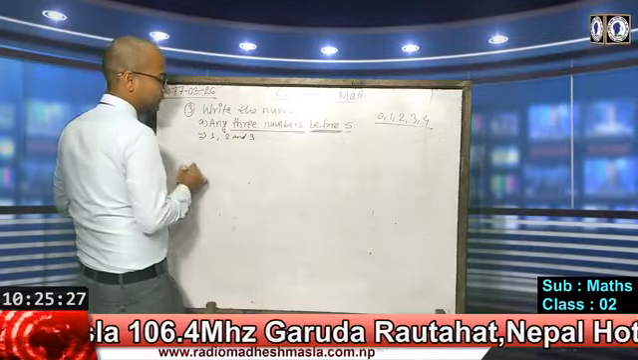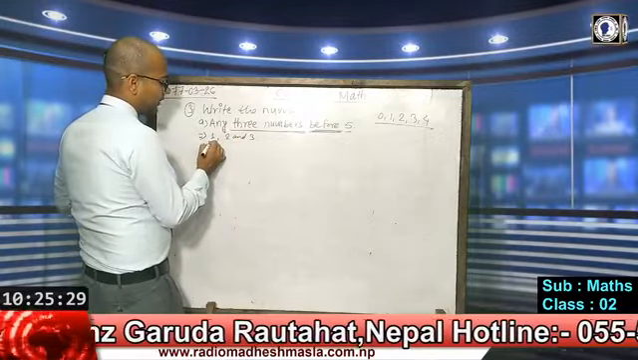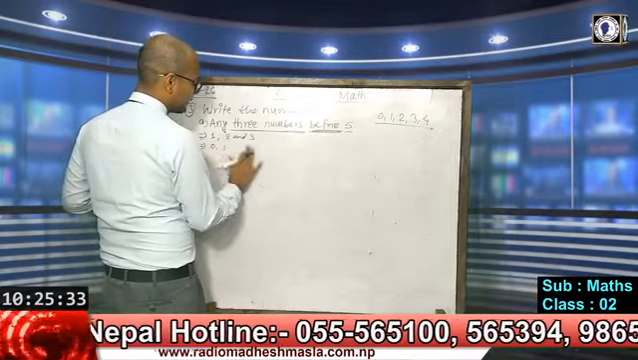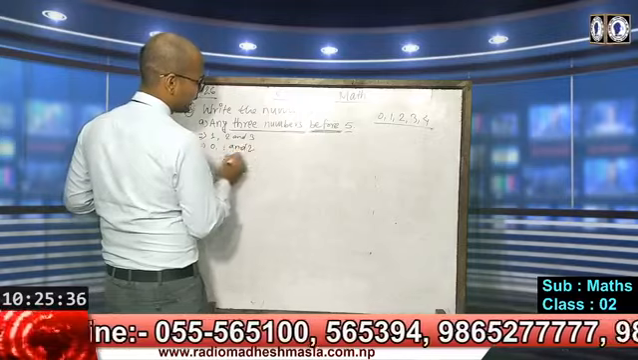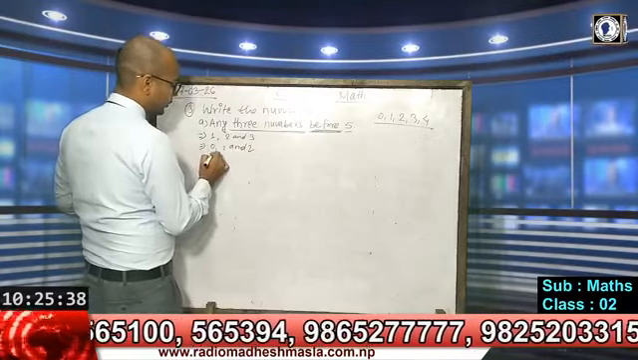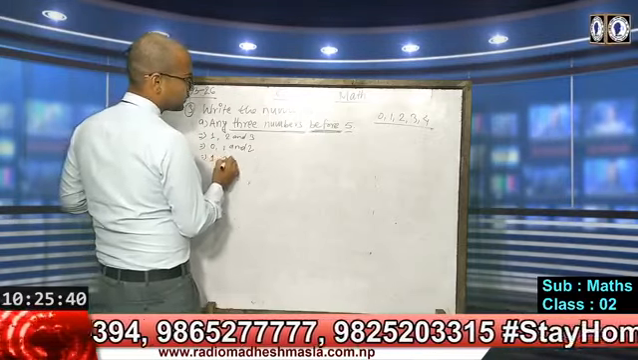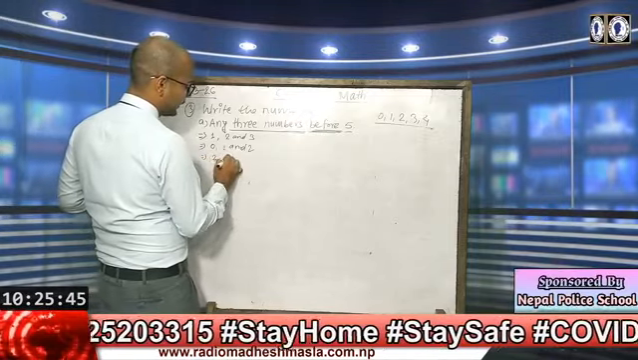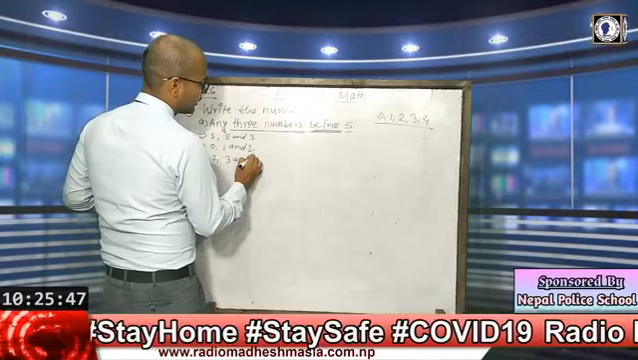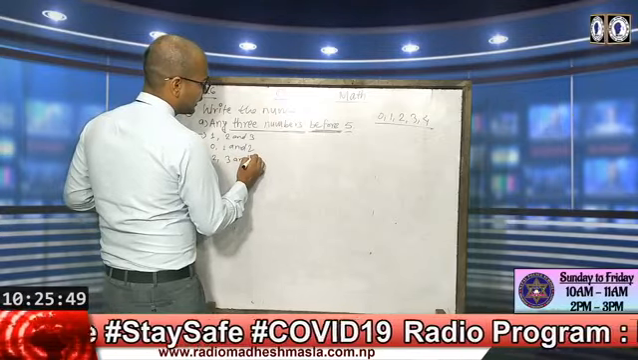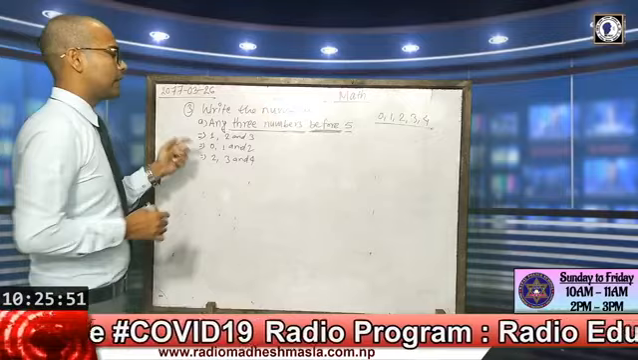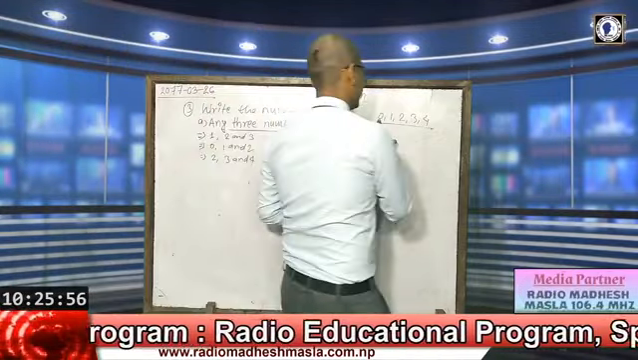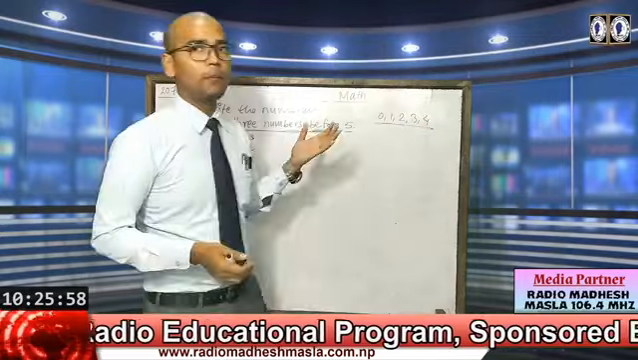Sometimes we will write like this: 0, 1 and 2. Sometimes we will write 1, 2, 3. Sometimes 2, 3 and 4. So we should take any 3 numbers from the given 0, 1, 2, 3, 4. These all are numbers that come just before 5.